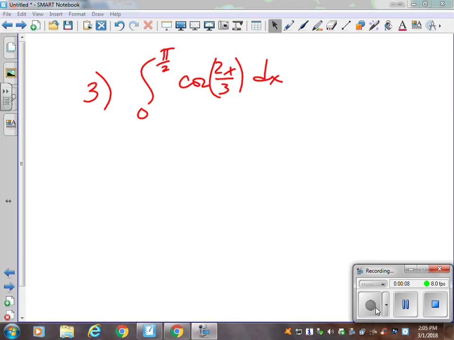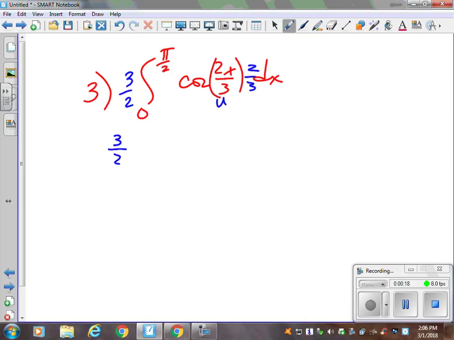So, does everybody agree that you need a 2/3 to make U work right here? Everybody agree? Which puts 3/2 on the front. So then, we know that we're really just integrating cosine of U du. So what's cosine become when you integrate it? Sine. Let me move my 3/2 down. So 3/2 sine of U is what I get from integrating that.